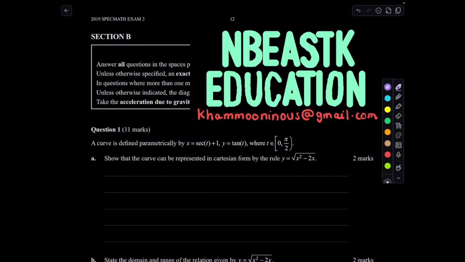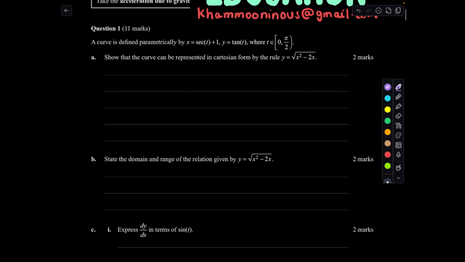Okay, so let's start. Question 1. A curve is defined parametrically by x equals secant t plus 1 and y equals tan t, where t is between 0 and pi on 2. Show that the curve can be represented in Cartesian form by this rule.